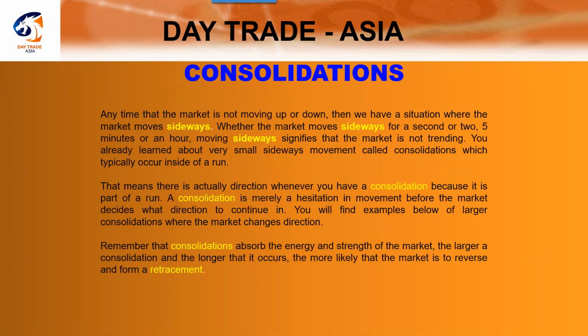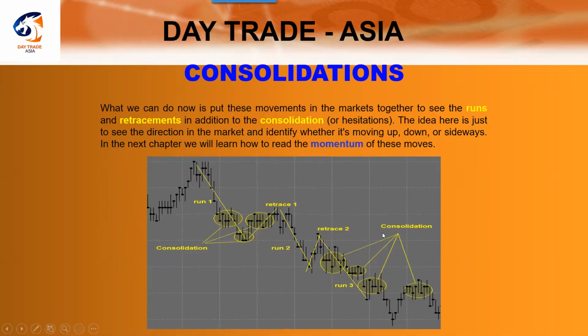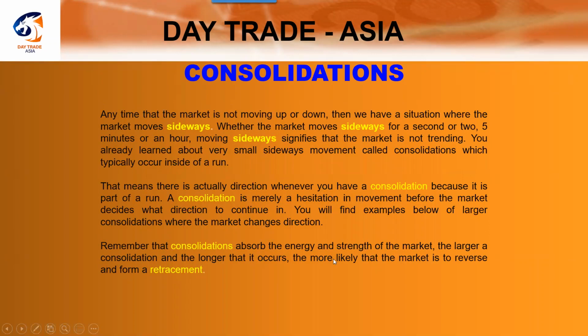Movement called consolidations, which typically occur inside of a run. As you can see, here's a run, right? Run, there's a consolidation there, continued run, retrace, continue to run, but you have some consolidation there. So it's part of a run. Okay, a consolidation is merely a hesitation in movement before the market decides what direction to continue in.